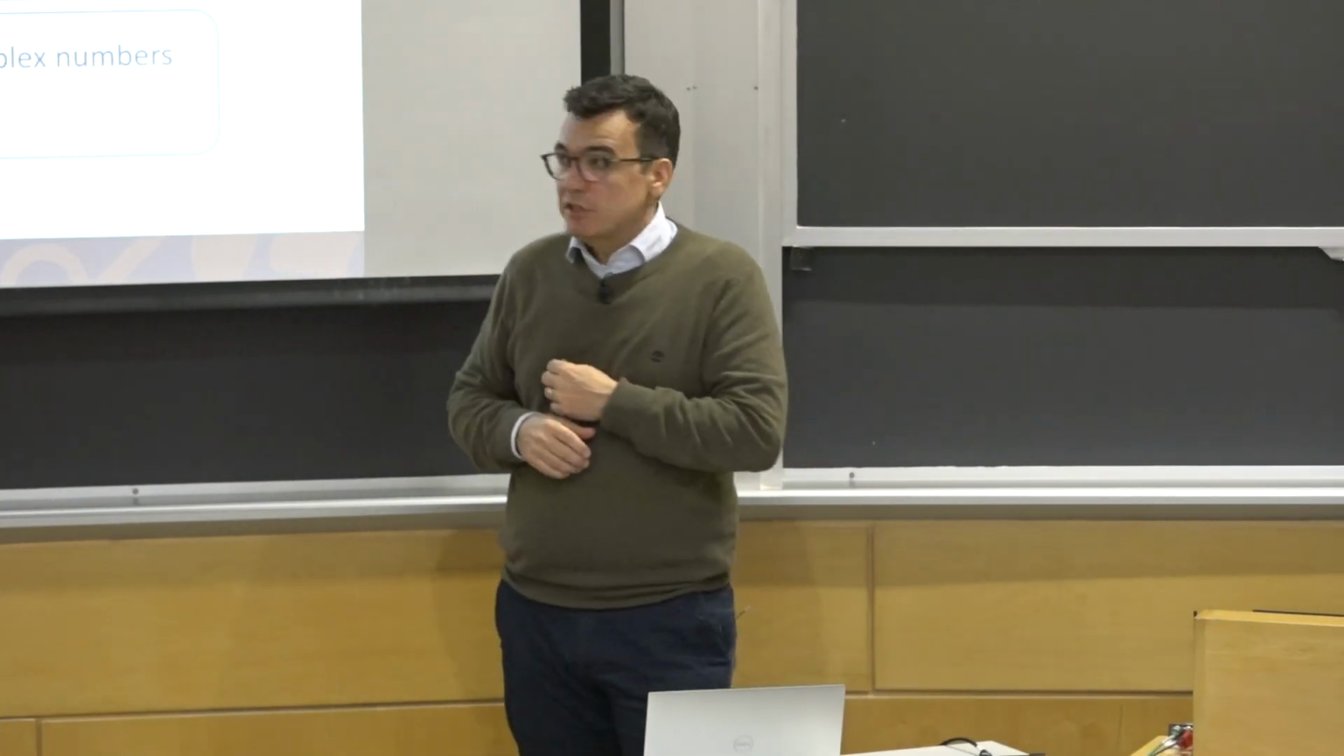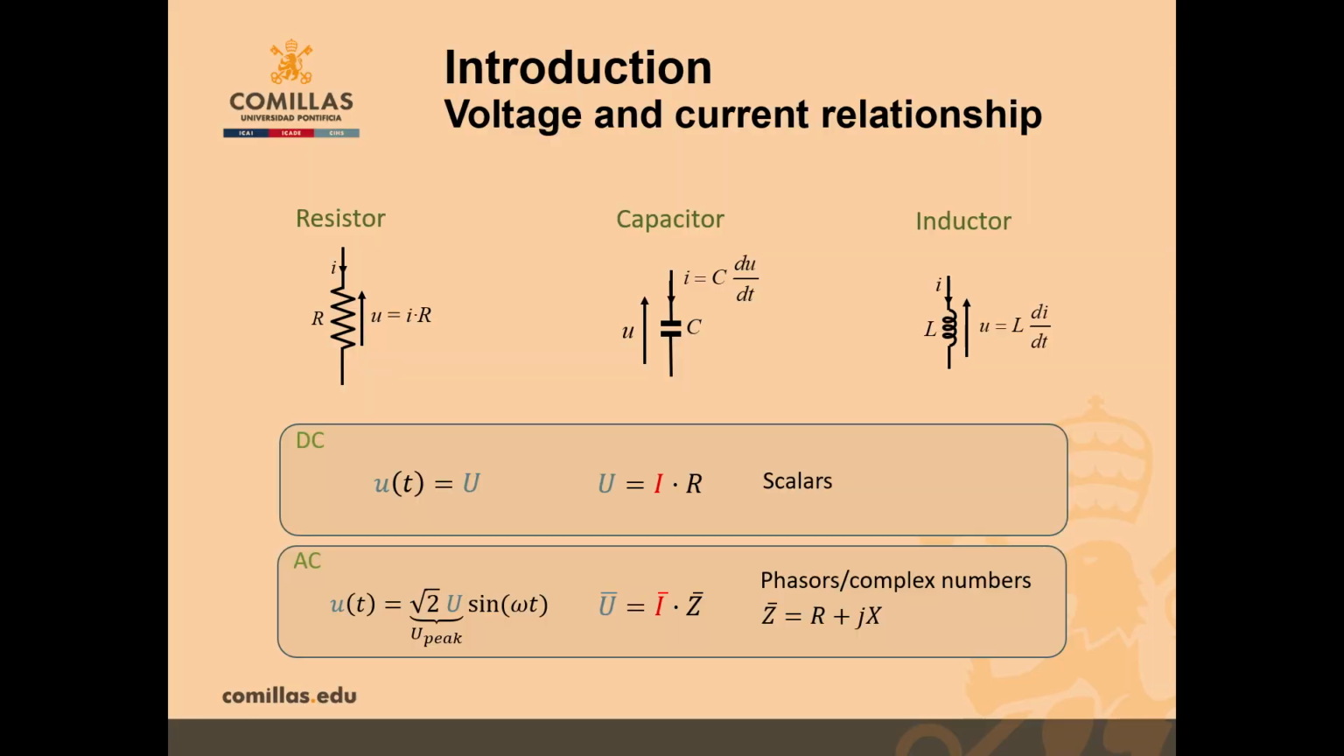Which are the elements that we have in the circuit? You know that we have resistances, capacitors, and inductors. You know that in a direct current system, the voltage is constant, and the ratio between the current and the voltage is just a scalar, which is the resistance. Everybody knows that, Ohm's law.